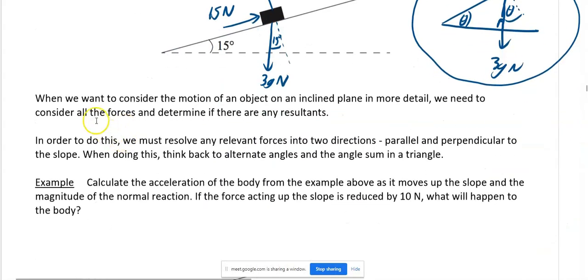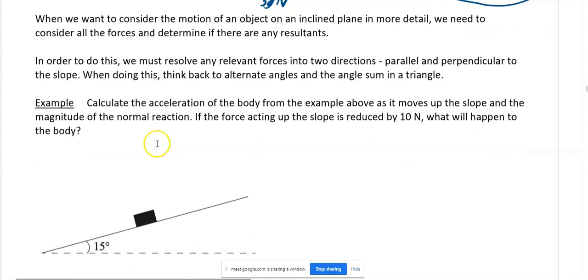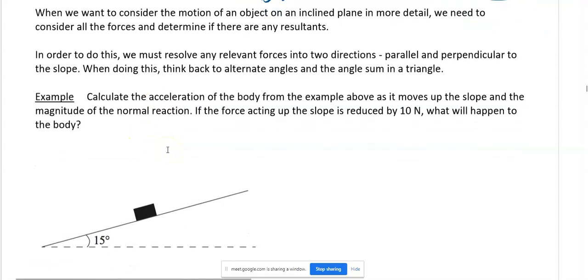It says, when we want to consider the motion of an object on an inclined plane in more detail, we need to consider all the forces to determine if there are any resultants. In order to do this, we must resolve the relevant forces into two directions. So we want to go parallel to the slope and perpendicular to the slope, or parallel to the plane and perpendicular to the plane is another way of saying it. So let's draw this again.